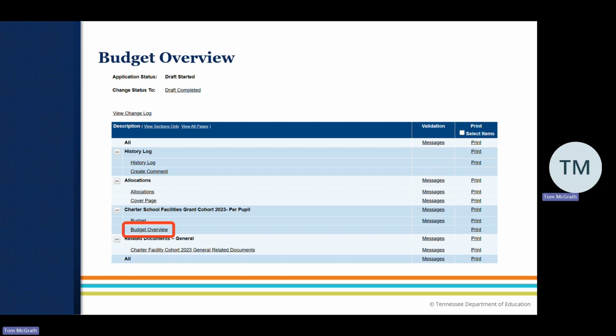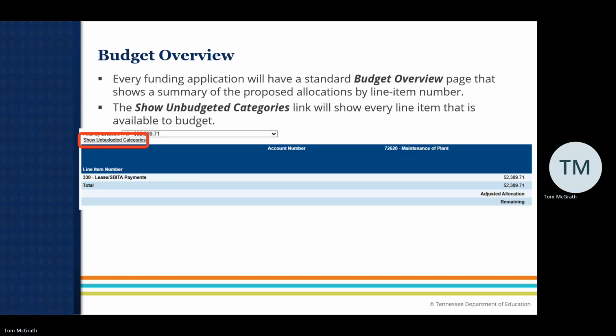The next section that you may want to reference is the budget overview. Every funding application will have a standard budget overview page that shows a summary of the proposed allocations by line item number. The Show Unbudgeted Categories link will show every line item that is available to budget, which can be useful if you are trying to explore all the potential line items available under the grant that you may not have added yet.